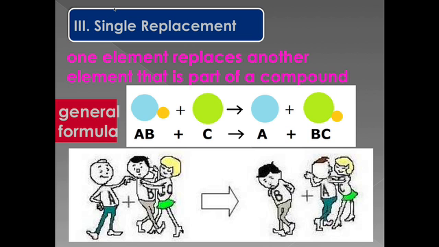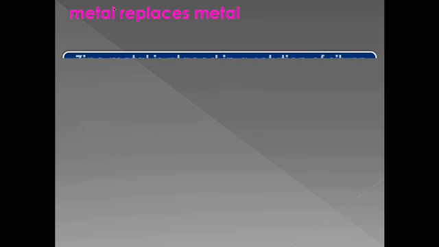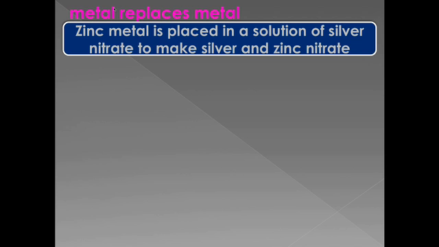Another way to look at this is with dance partners, someone cutting in. Again, it's kicking one of them out, and they're changing places. So how this works is a metal is always going to replace a metal. If you have a positive charge, you have to have another positive charge to be able to kick it out. So for example, zinc metal is placed in a solution of silver nitrate to make silver and zinc nitrate.